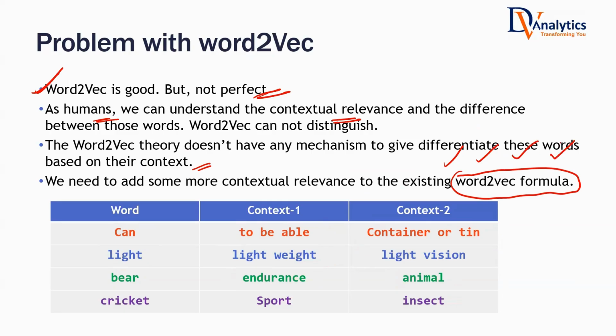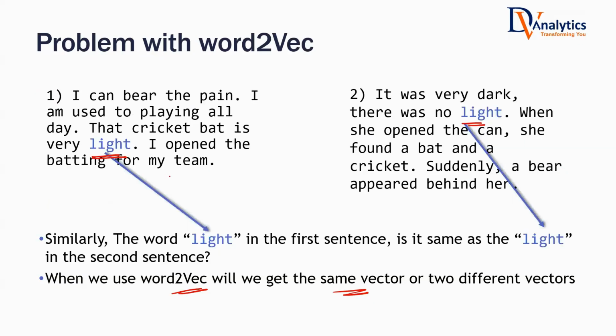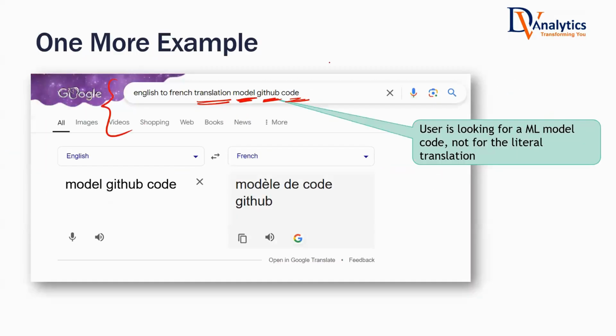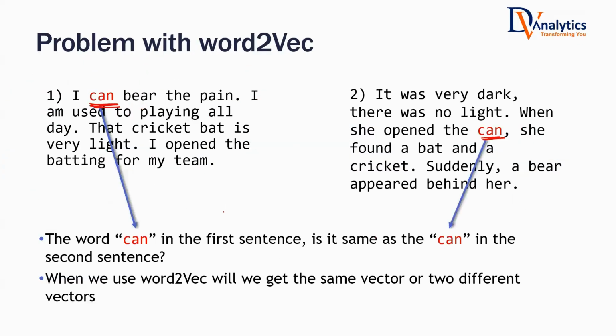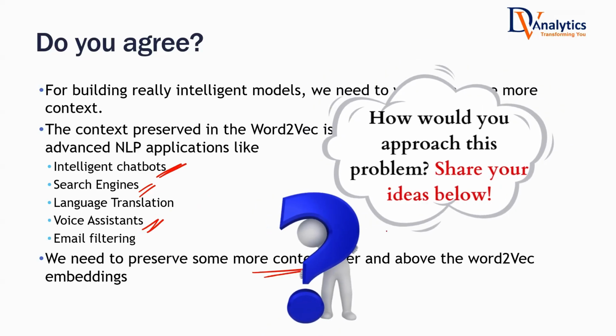But if you want to really build intelligent models, models that are challenging humans, if you want to build intelligent chatbots, if you want to improve the search engine, so that we don't give these type of results, isn't it? If you really want accurate search engines, if you want to do language translation in the most contextually appropriate manner, if you want to build accurate voice assistants and email filtering, we need to preserve some more context. We need to preserve some more contextual nuances. We need to capture all those subcontexts over and above the word embeddings.